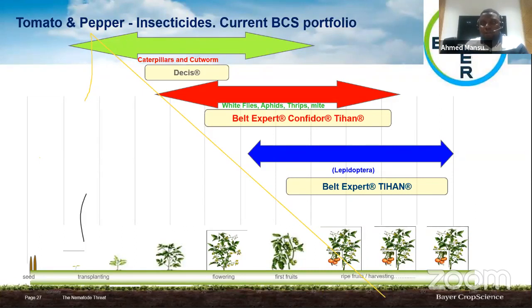And when you have the challenge of lepidopterans, which are the likes of caterpillars, Tuta absoluta, armyworm, bollworm, cutworm, Tihan can also do the same job because it contains two active ingredients. One active is for sucking pests. The second active is for chewing pests. Belt Expert also has two active ingredients, one for sucking pests, one for chewing pests. So they can fit in at any program within your crop. So this is what we designed. We want to recommend that farmers adopt it to fill in the gap.